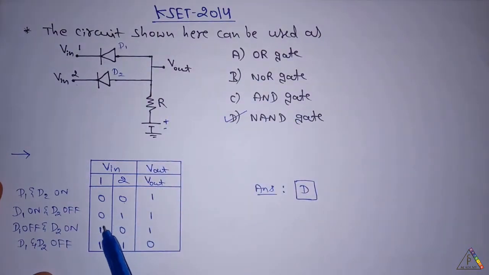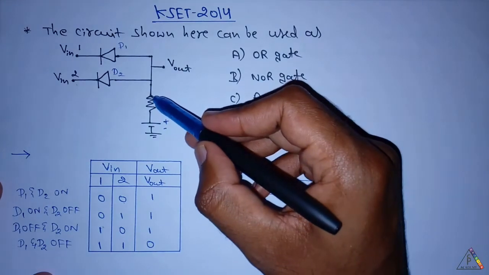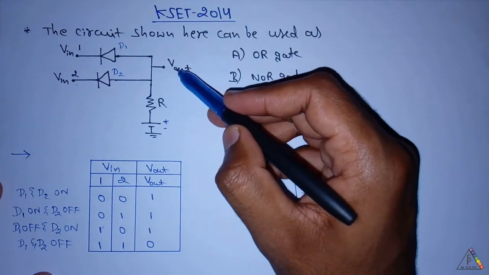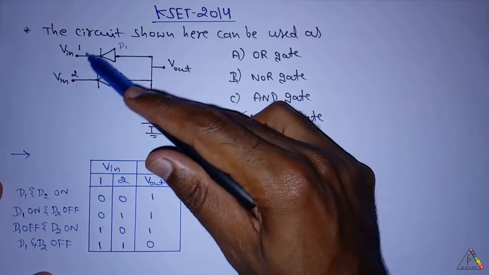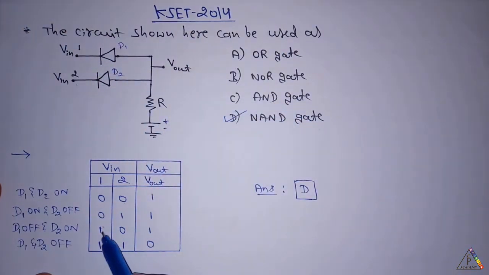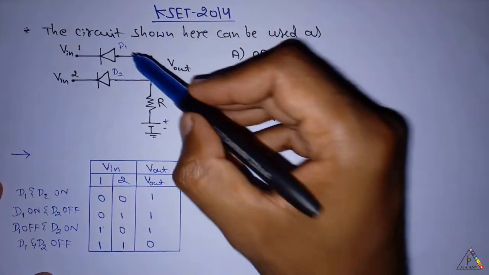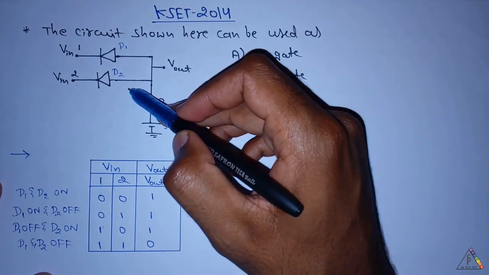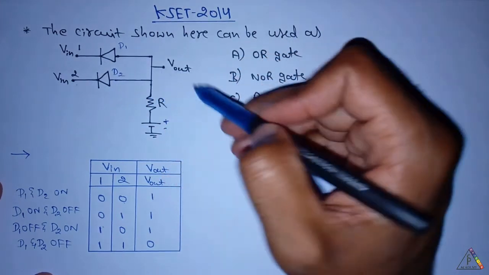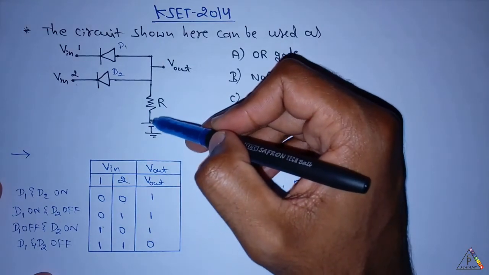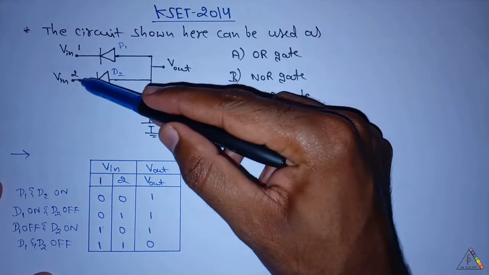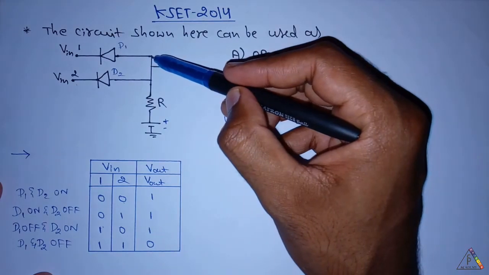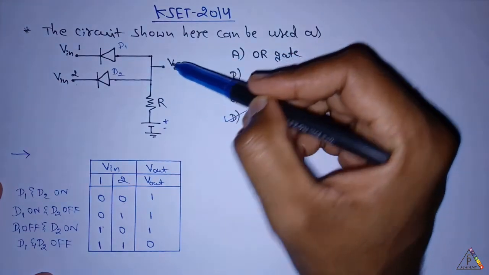And when V in 1 and 2 is 0 and 1, D1 will be in on state and D2 will be in off state. Therefore, the current will flow through this resistance, through this V out and to the point 1. And when V in is 1 0, D1 will be in off state and D2 will be in on state. Therefore, the current flows through this resistance to the point 2 and up to the point here, that is through the V out.